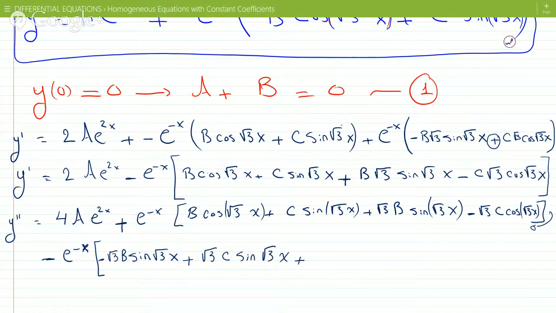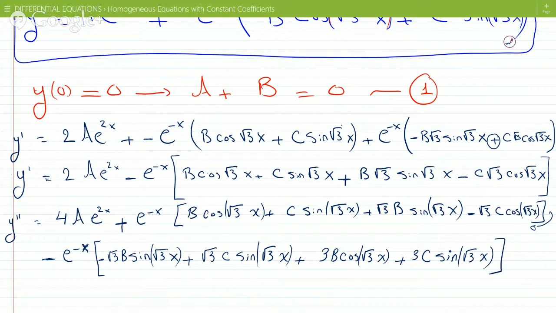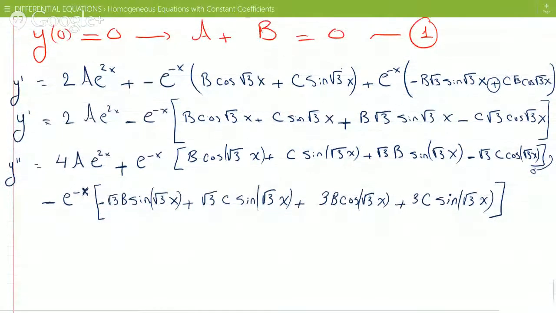plus, now sine becomes cosine root 3x, root 3b times the derivative of root 3x, which is root 3, so root 3 times root 3 becomes a 3b. And then here cosine is minus sine, and there's already a minus, so this turns into a plus 3c sine root 3x. So that is y double prime.